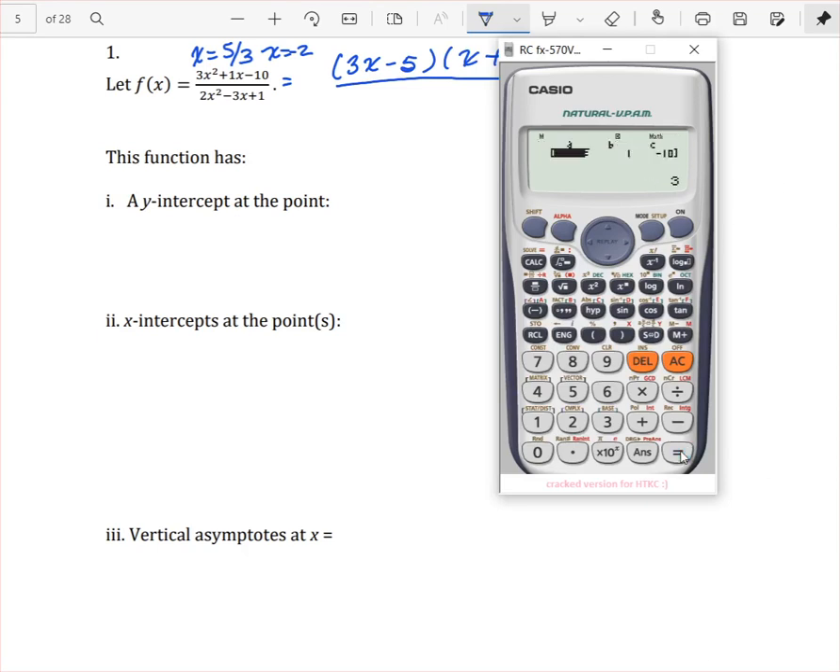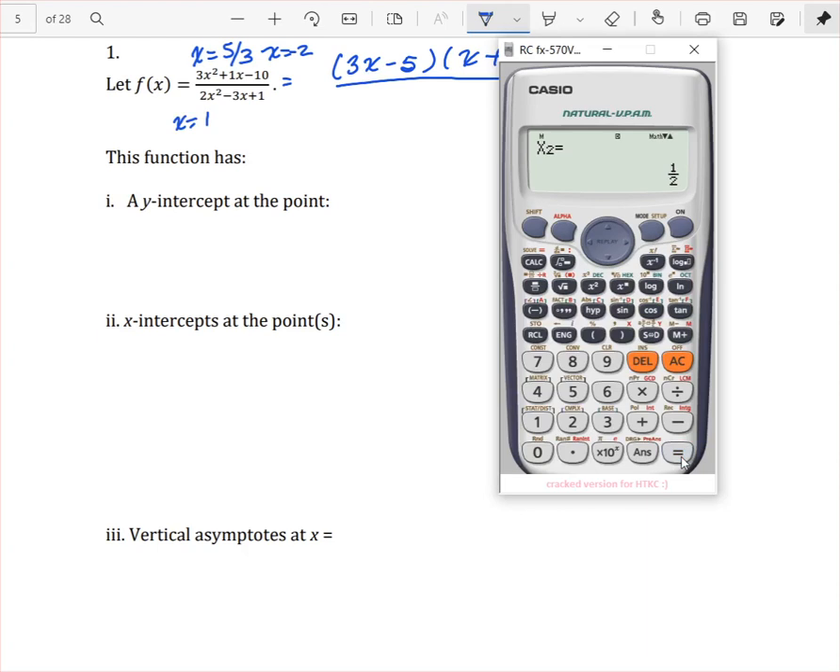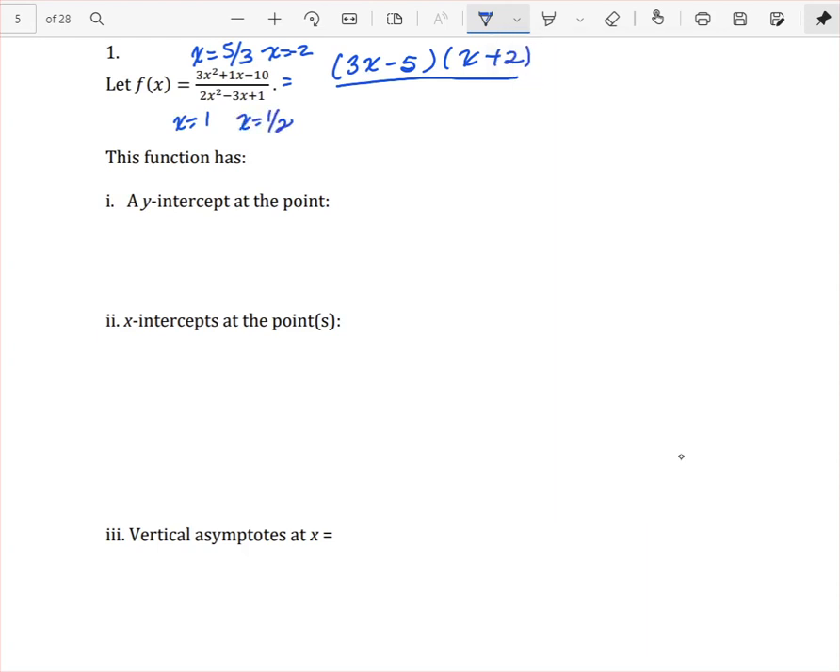Now I'm going to do it for the bottom. 2, -3, 1. I get 1 and 1/2. So it would be x minus 1, 2x minus 1. You always have to do this first just to make sure that nothing cancels. And in this case, nothing cancels, but it also makes the problem a little easier to solve. And I'll show you why in a little bit.